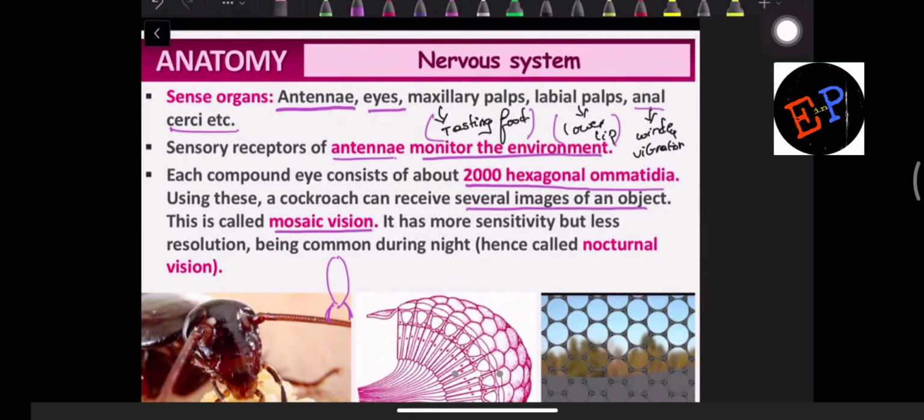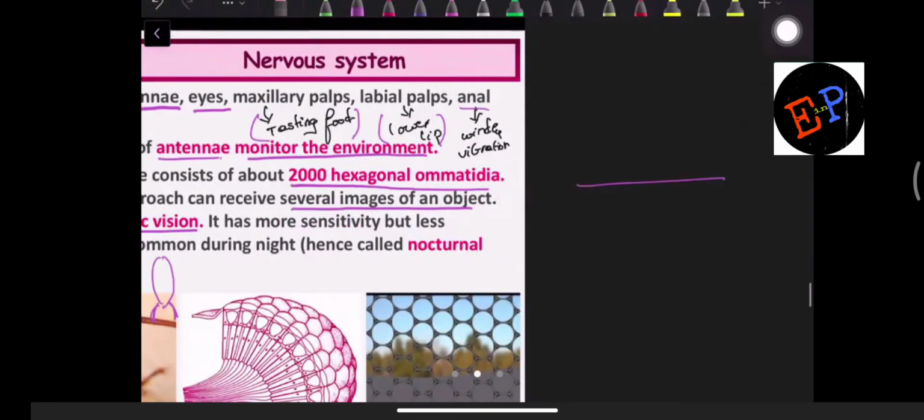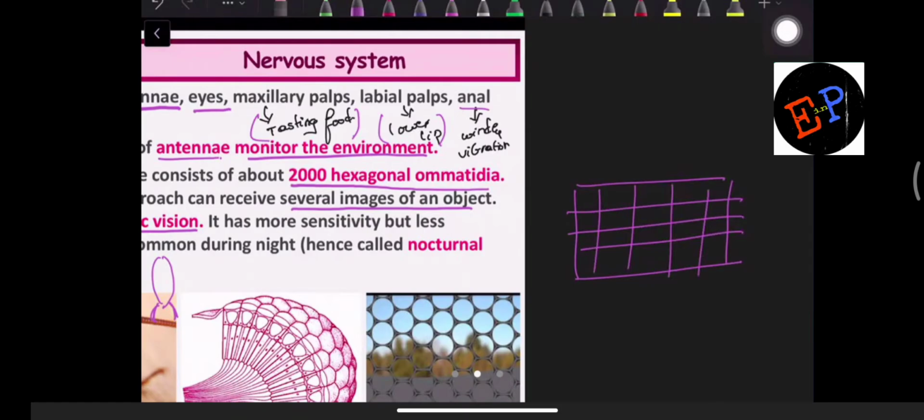Are you able to understand? So the total image which is present in front of the eyes of this cockroach is split into many small images. Are you able to understand? For example, if you take one picture and divide it into 2000 parts, clear, no? Each part will be received by each simple eye. Okay, and from all of them a blurred type of image will be created. Are you able to understand?